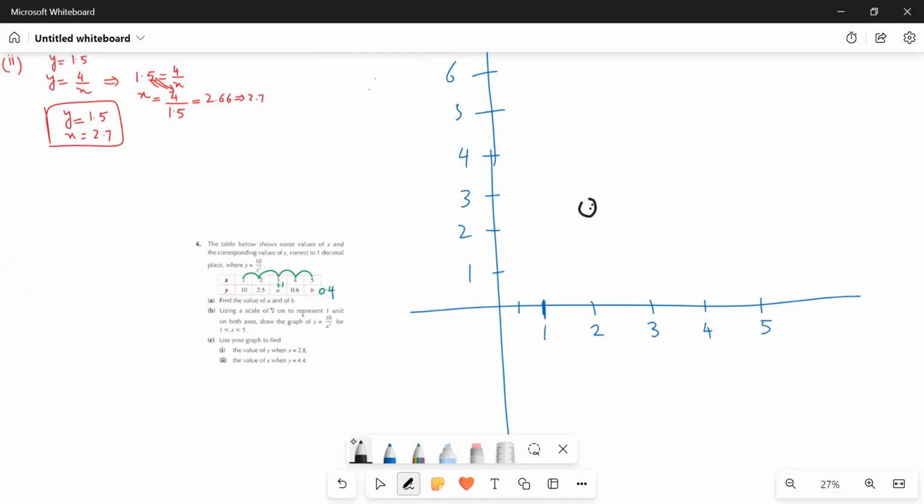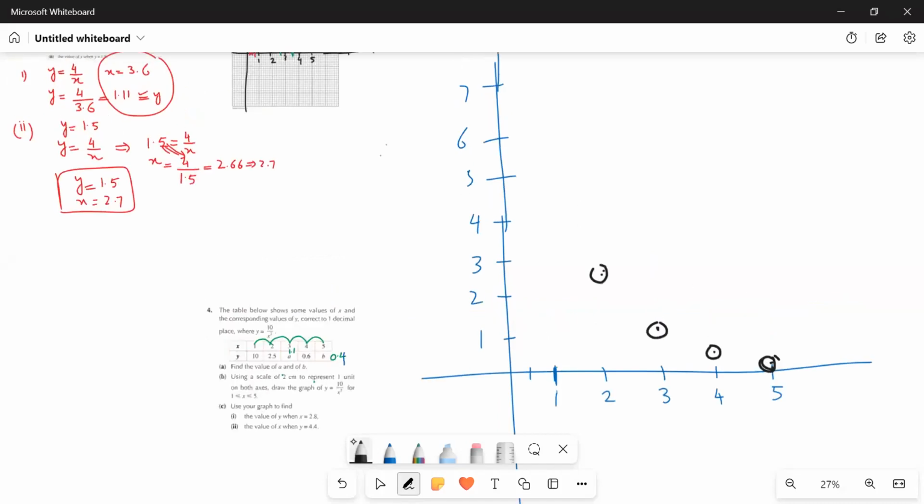And third is for 3, it is 1.1. A little up to 1. Then it is 0.6. 0.6 means the center of 0 and 1. And 0.4 means if we are making the 4 parts of this, then it is this.